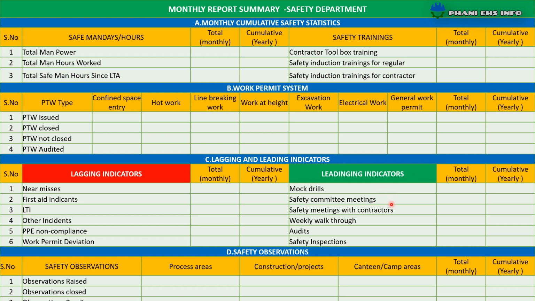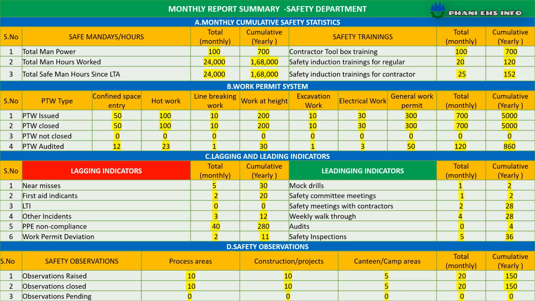When coming to the leading indicators: mock drill, committee meetings, safety meetings with contractors, weekly walkthroughs, audits, inspections. And the next section is safety observations. How many observations were raised, how many observations were closed, and what are the pending observations. Like this we have to fill in the statistics, like this we have to fill in the summary.